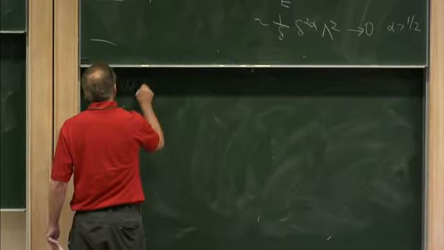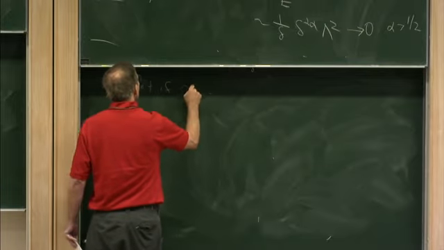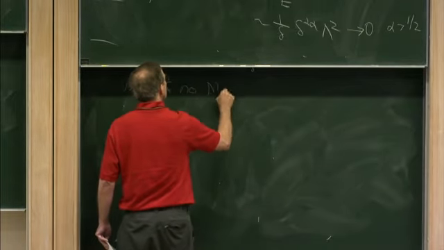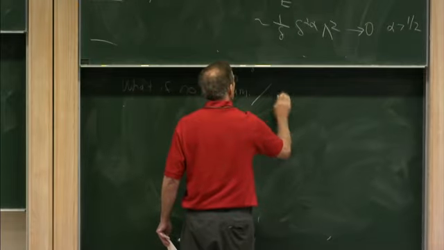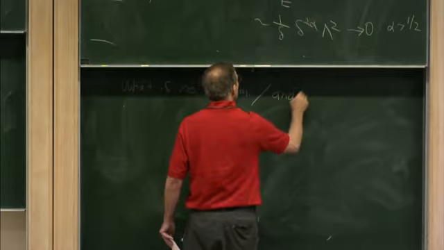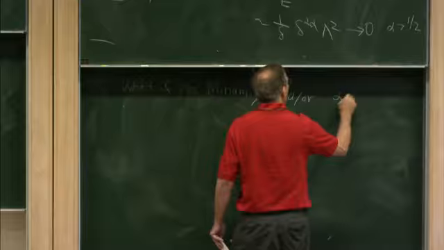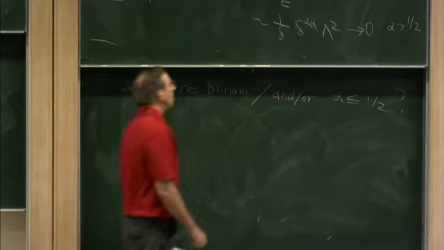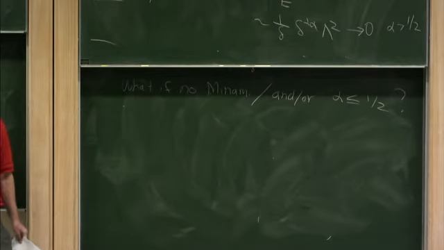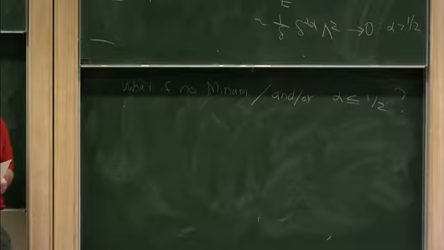But what do you do if there's no Minami, or alpha is less than or equal to 1/2? Well, that's the subject of today's talk. There really isn't too many alternatives to the Minami approach out there.